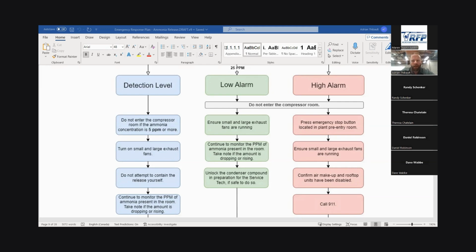Yeah, you will build some pressure, but at least you've stopped the main compressors. That pressure is going to just back up. It's just going to back up towards the condenser.